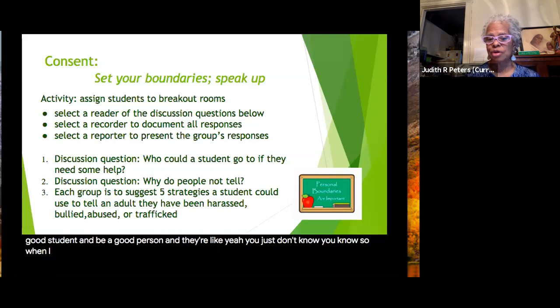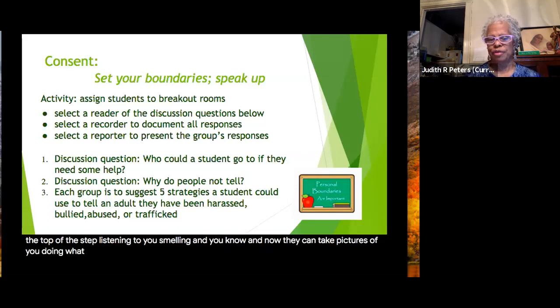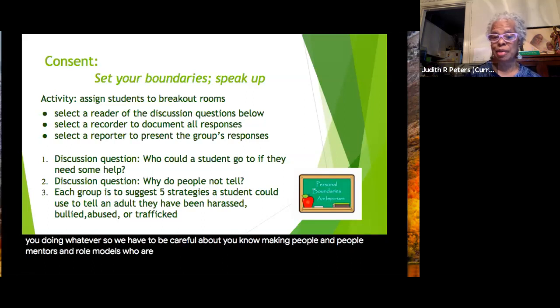When I talk to college students, I talk to them about putting the young person they're babysitting to bed, and the person is really not asleep. Every shut eye is not sleep. They're at the top of the step listening to you, smelling, and now they can take pictures of you doing whatever. So we have to be careful about making people mentors and role models who are exhibiting poor behaviors and poor judgments themselves.